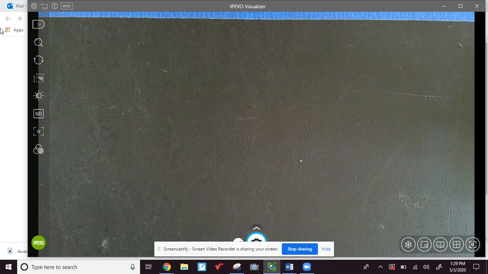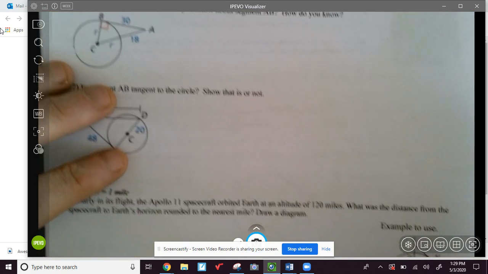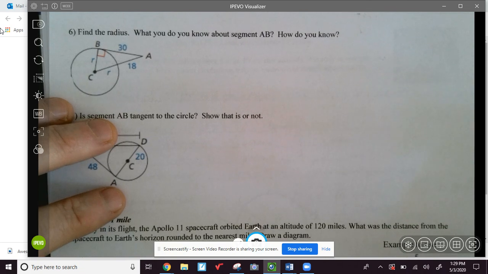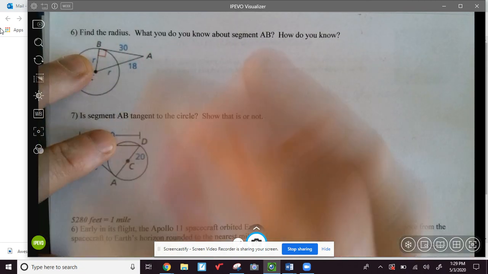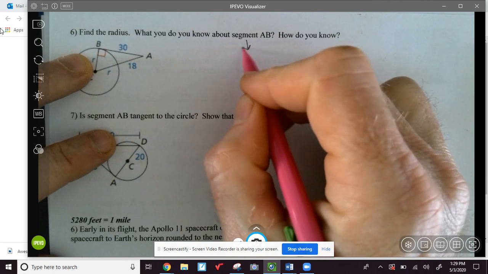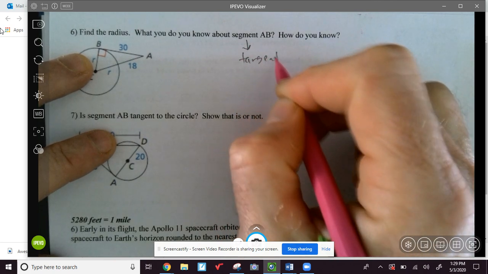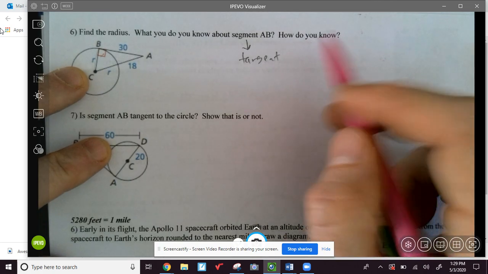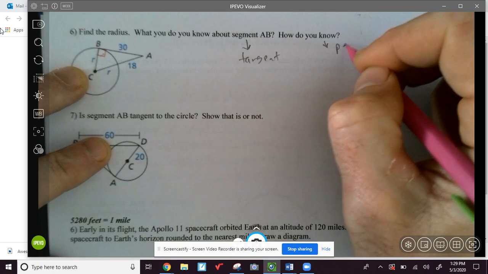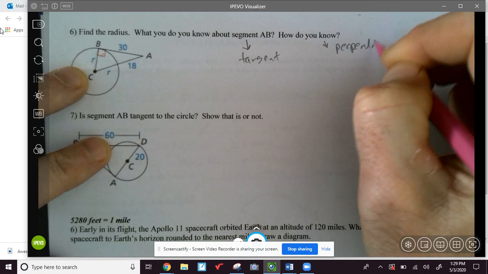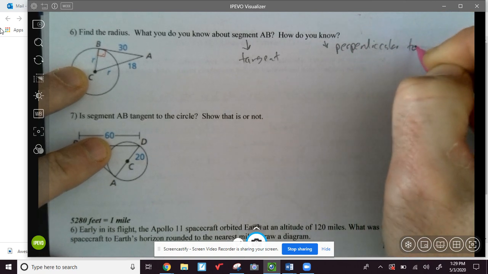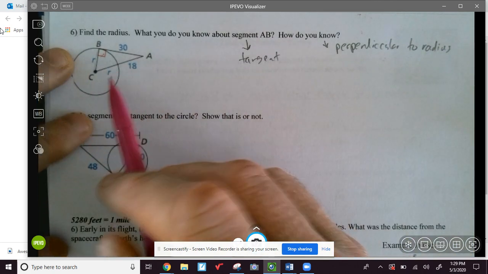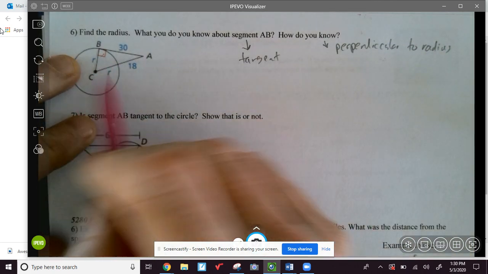Almost finished. So, using our theorems, we can say that AB is what? AB is going to be a tangent because it's forming a right angle with the radius. Okay? How do we know? I just said perpendicular to radius. Okay, so good enough.